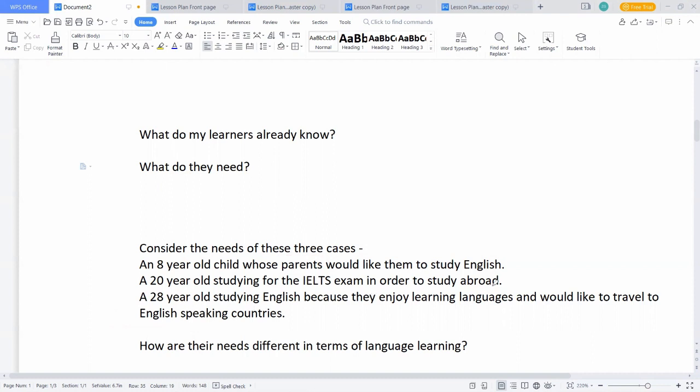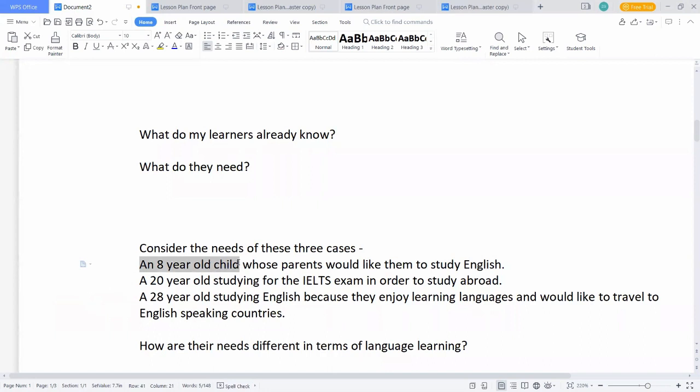So again, I hope you've paused the video and done the writing. Let's look at this. How are their needs different? This 8-year-old child, the first thing I see here is that their parents want them to study English. So this means an 8-year-old child might not have the motivation that a 28-year-old has, or this 20-year-old. Both of these students have a lot of self-motivation, so they don't need that in order to learn a language.